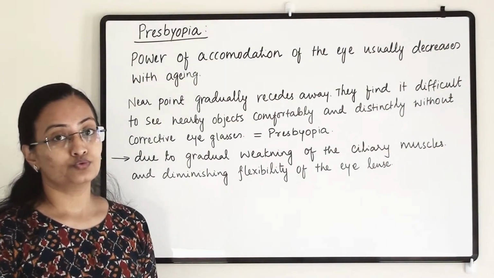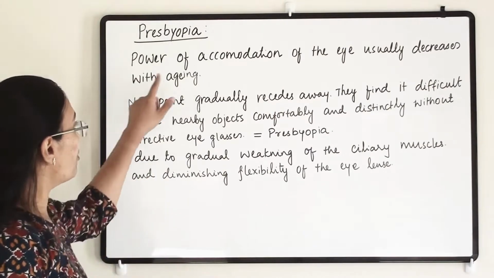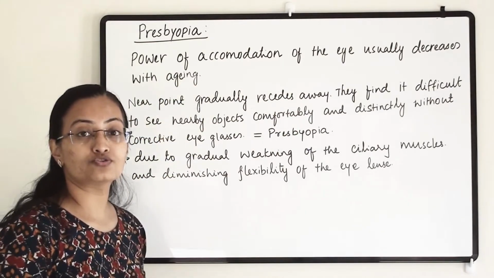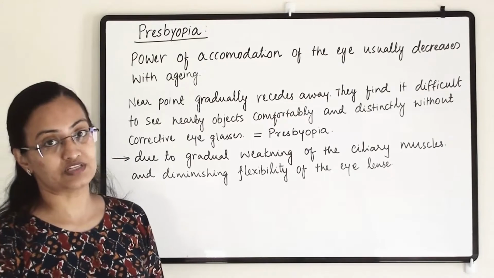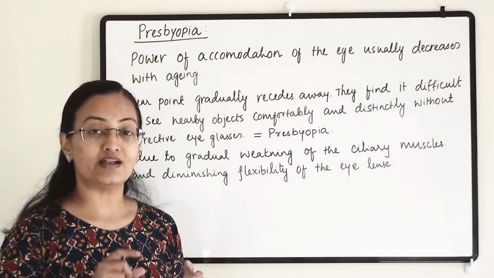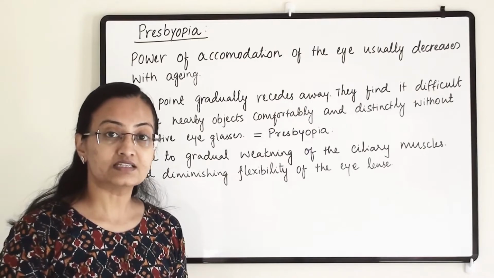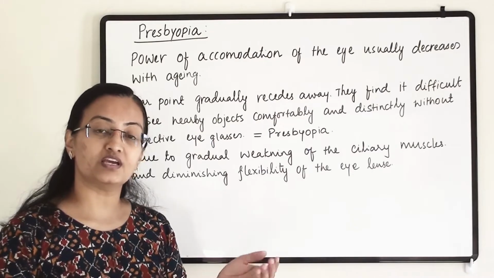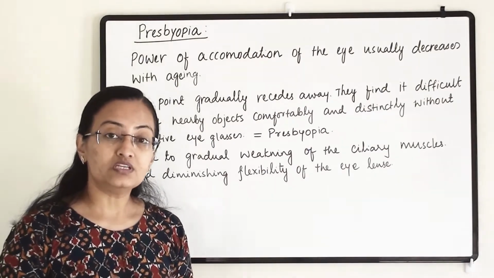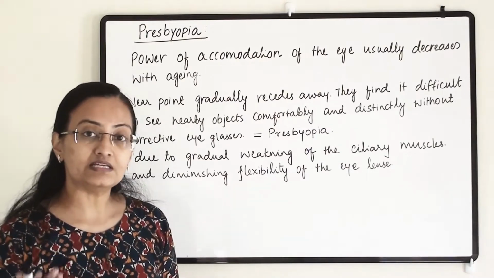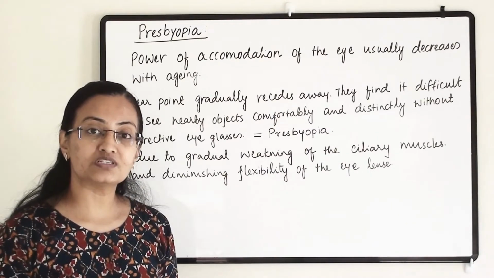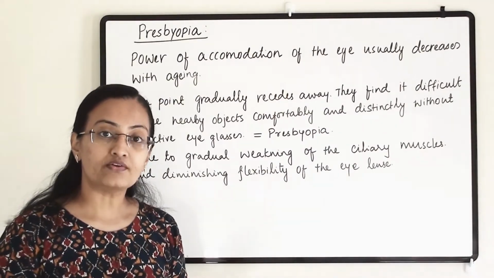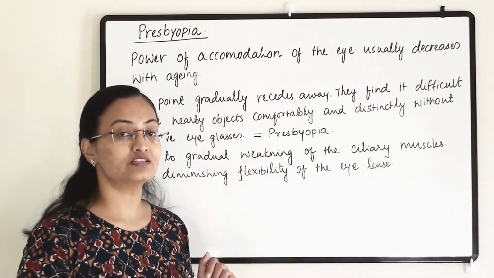The third eye defect is known as presbyopia. The power of accommodation of the eye usually decreases with aging, and this happens because of the gradual weakening of the ciliary muscles. We know that the ciliary muscles adjust the focal length of the crystalline lens, and in turn our lens is able to see nearby and distant objects. This ability gradually decreases with aging, because those muscles weaken and do not have the proper ability to contract or relax, and that's why this defect arises.